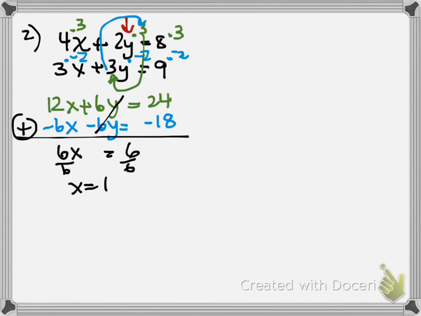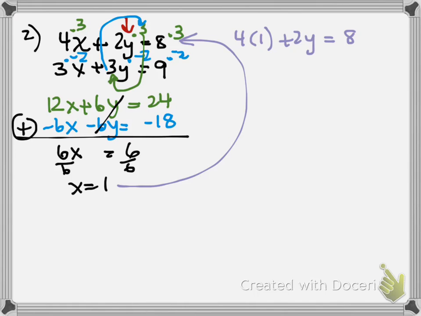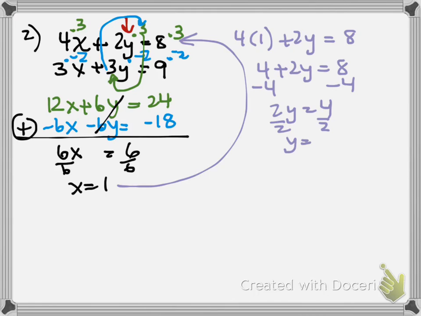So now I'm going to go back to an original equation and figure out the y value. I'm going to go here, doesn't matter, 4 times the x value, 1, plus 2y equals 8. So 4 plus 2y equals 8. Subtract 4 from both sides, and we get 2y equals 4. Divide by 2, and we get y equals 2. So my ordered pair is 1, 2.